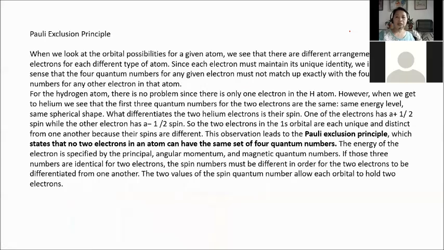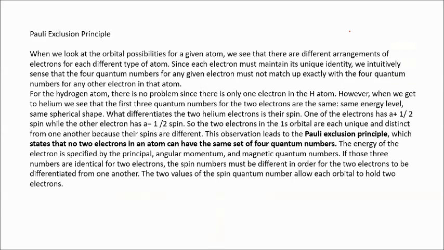Okay, so dito tayo sa Pauli exclusion principle. So when we look at the orbital possibilities for a given atom, we see that there are different arrangements of electrons for each different type of atom. Okay, diretso tayo sa hydrogen. There is no problem since there is only one electron in the hydrogen atom. So 1s1 agad yung hydrogen atom.